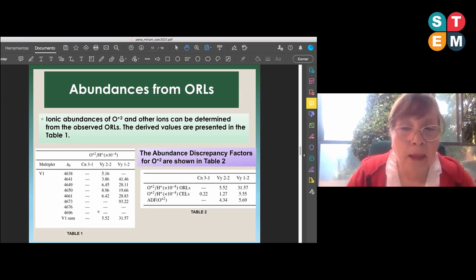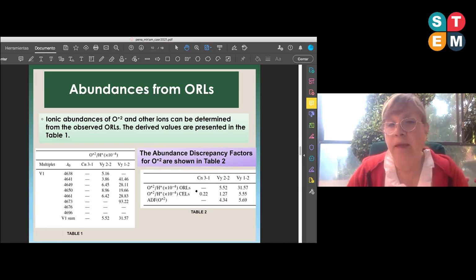This is the ionic abundance of oxygen plus 2, and the results are here in the last part of the table. We can compare these abundances for oxygen plus 2 with those derived from the collisionally excited lines. This is made in this table. And the ADF, the abundance discrepancy factors, are calculated at the bottom of the table.